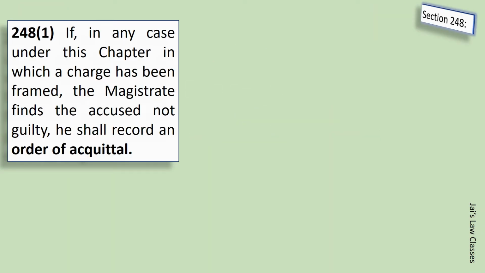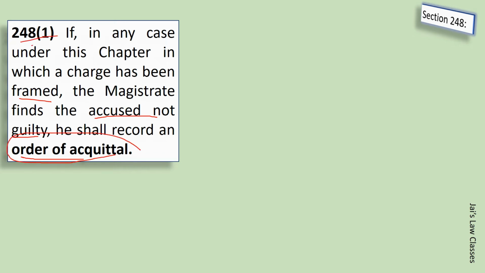Subsection 1 of section 248. If in any case under this chapter in which a charge has been framed, the magistrate finds the accused not guilty, he shall record an order of acquittal. So subsection 1 is regarding order of acquittal. But remember, after the charge has been framed, and second thing, the magistrate finds the accused not guilty, then the order of acquittal will be passed. So remember these two things in subsection 1.